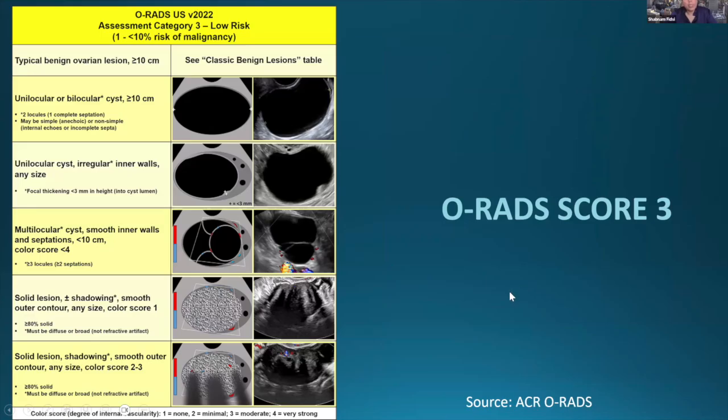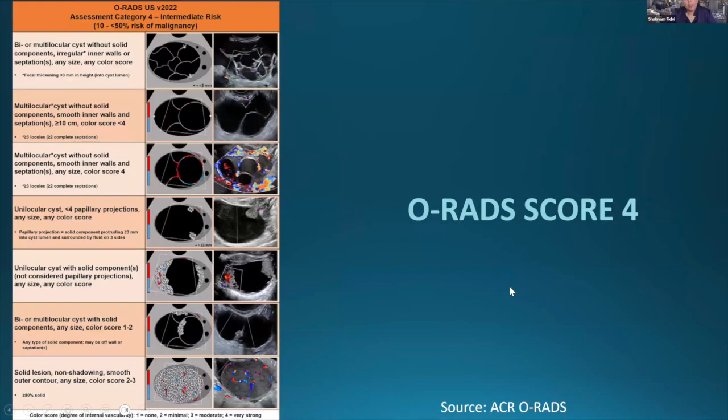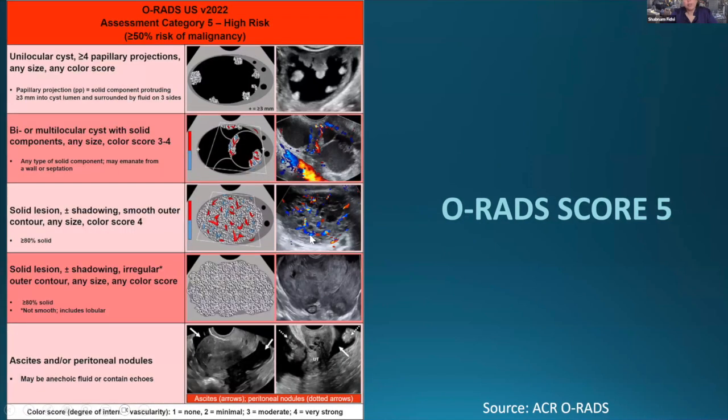O-RADS score 3 lesions are basically low-risk lesions. They carry a 1 to less than 10% risk of malignancy. As you go higher, O-RADS score 4 lesions are intermediate-risk lesions with a 10 to less than 50% risk of malignancy. You will see that these lesions are increasing in internal complexity. And then the final category is O-RADS 5, which is a high-risk lesion with a greater than or equal to 50% risk of malignancy.